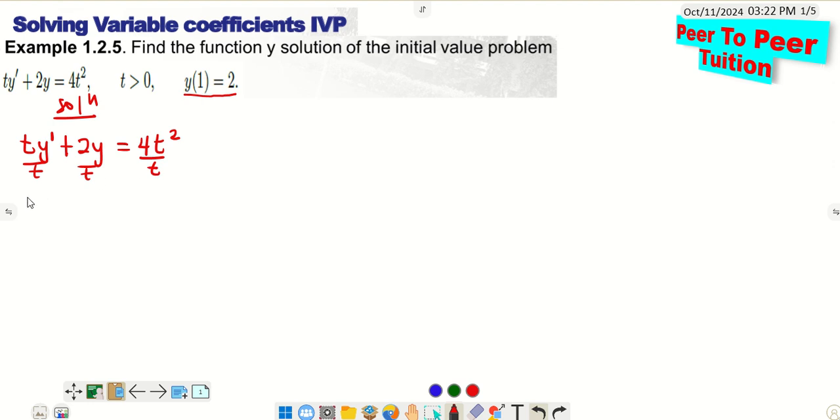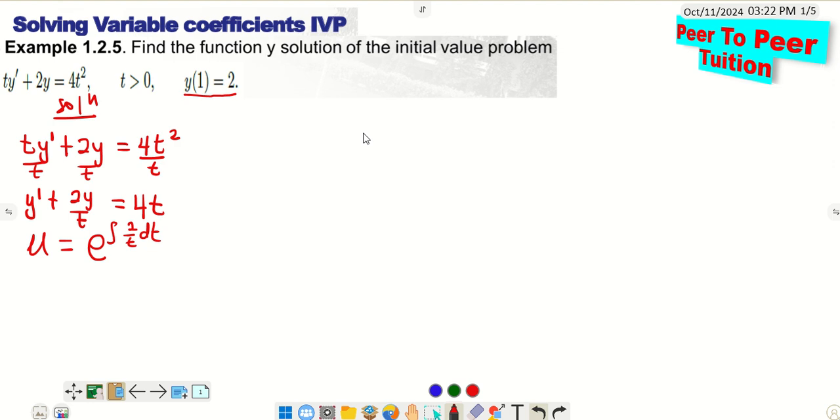Therefore we divide here by t, divide here by t, and also divide here by t. So we will get y prime plus 2y on t should be equal to 4t. So that's the first step. The next thing is to look for the integrating factor. The integrating factor is e to the power the integral of the coefficient of y here, which is 2 on t dt.